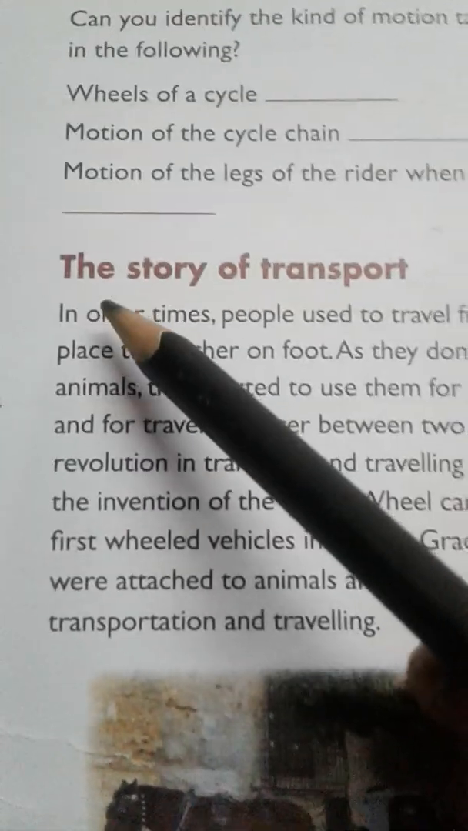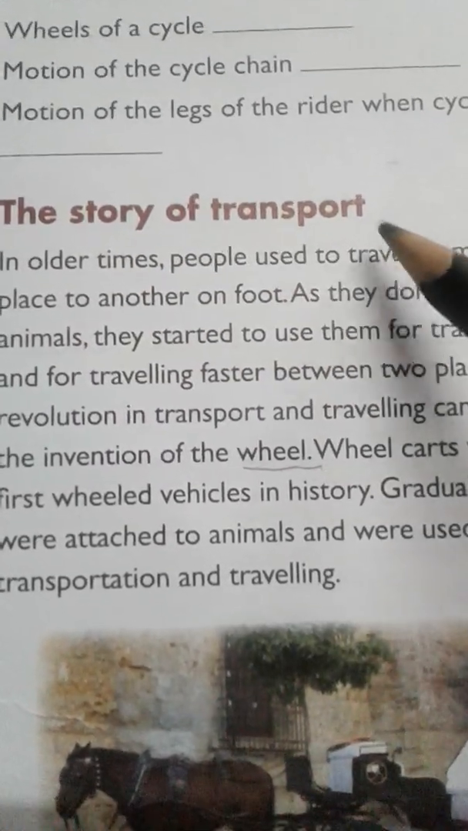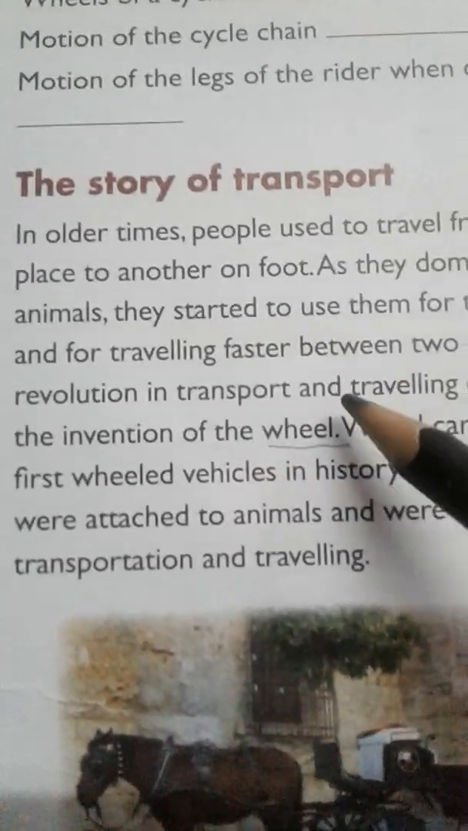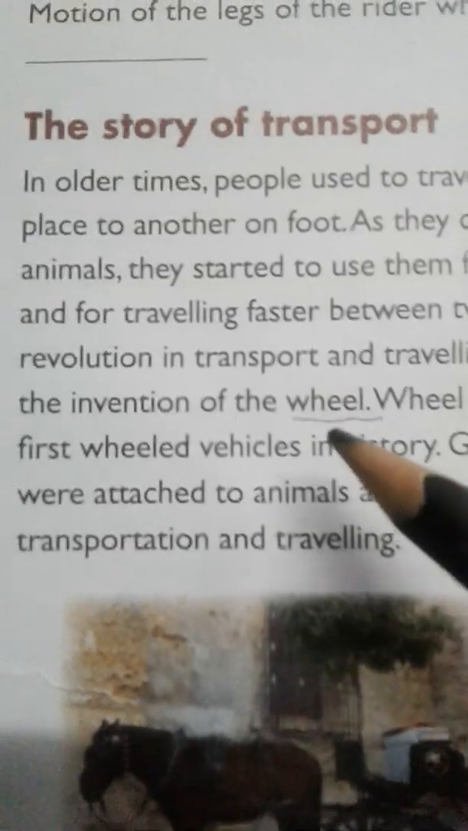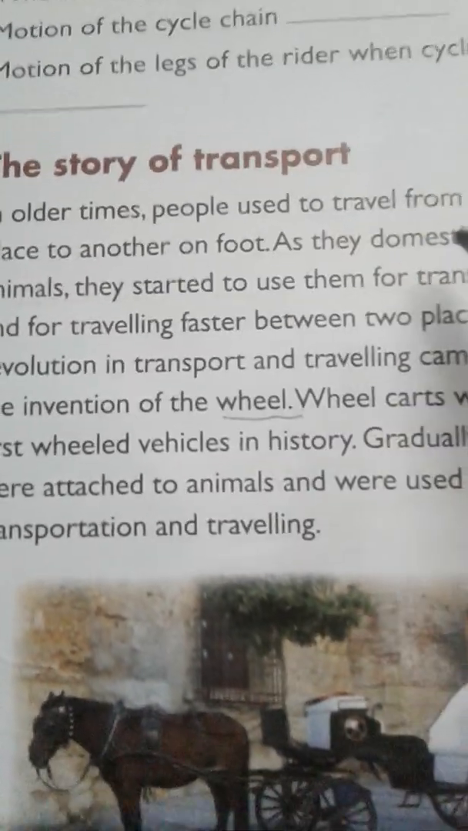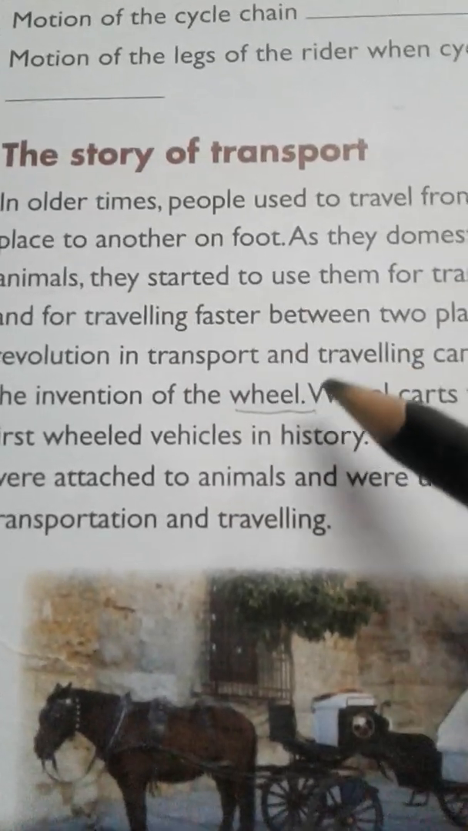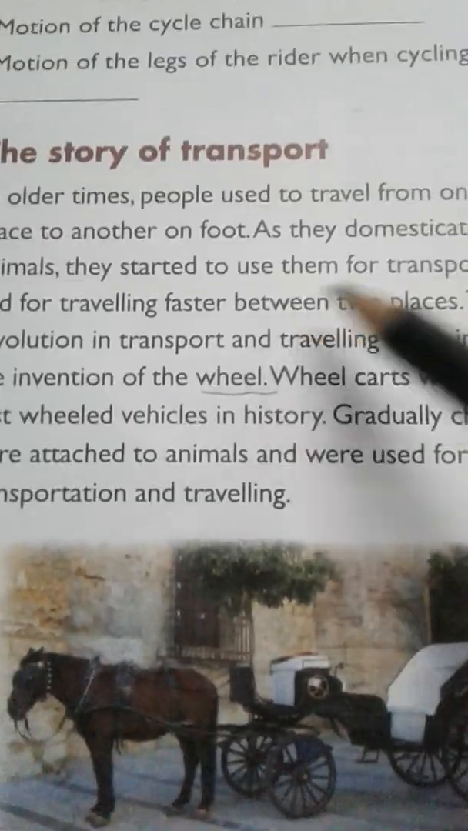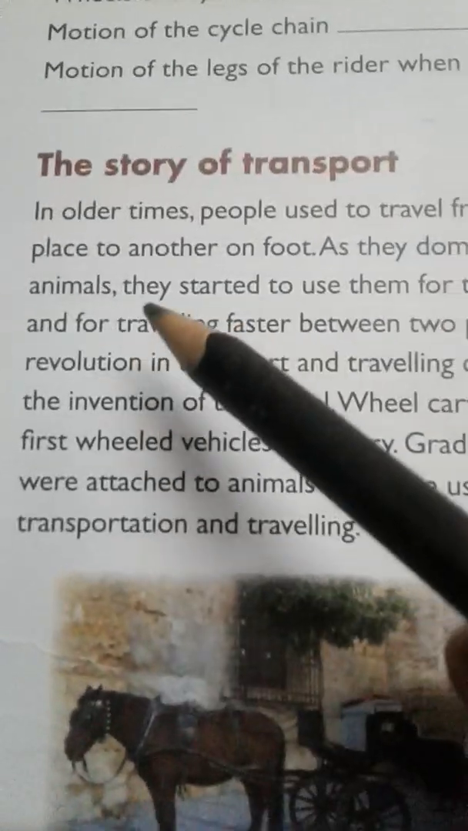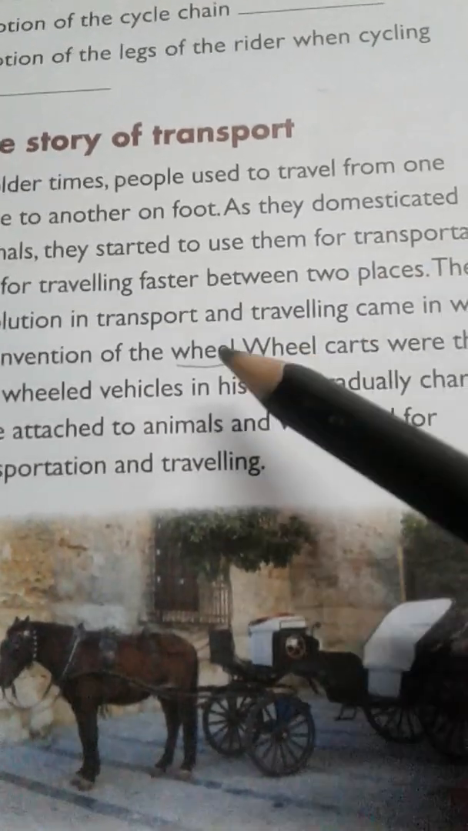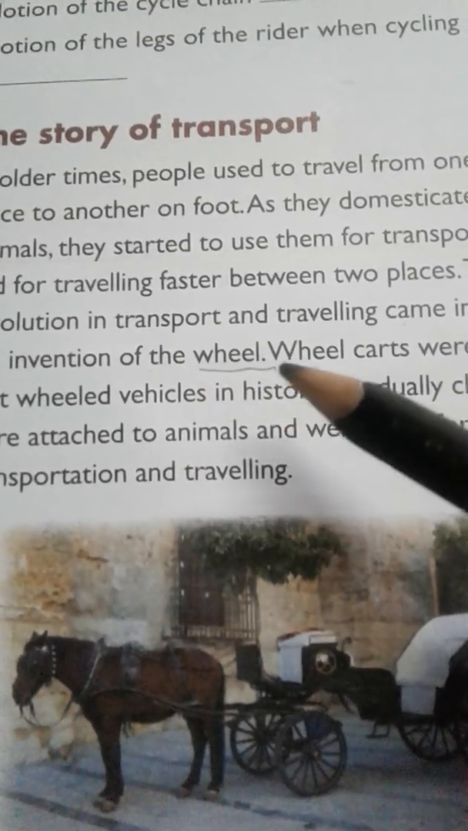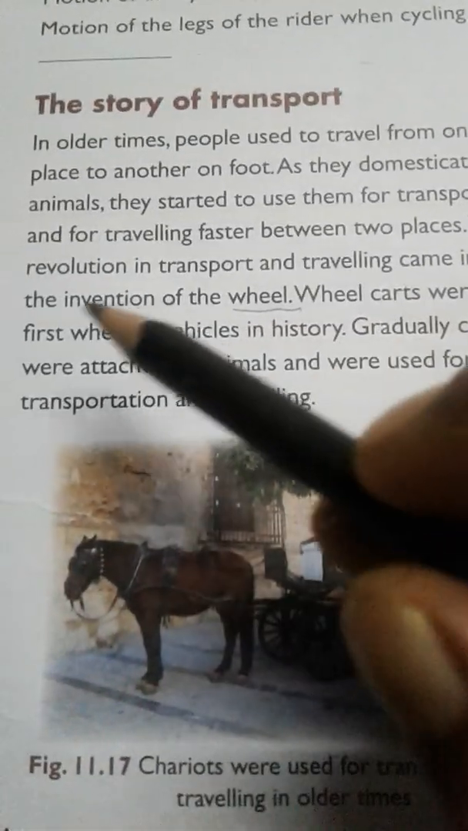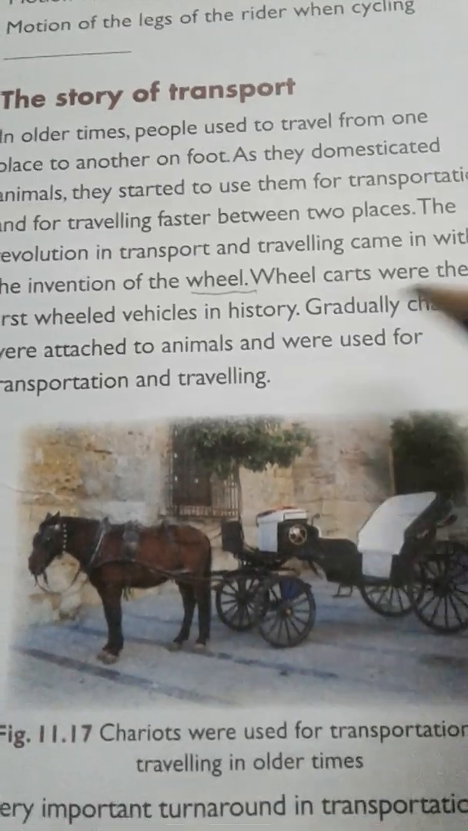Next, one topic is given here, the story of transport. You know about this, earlier also you got about this. Story of transport. Earlier, people traveled on foot. After that, when animals were domesticated, people started to use them as transport. After that, the revolution in transport and traveling came with the invention of the wheel. The wheel came.